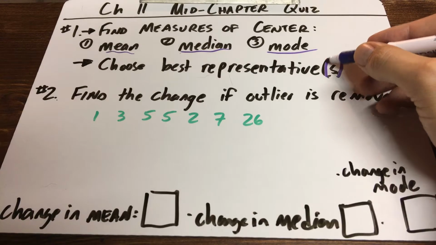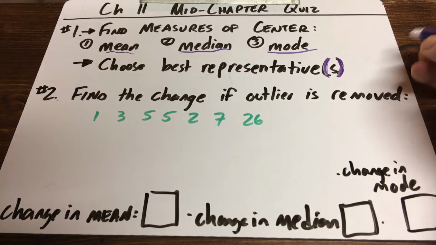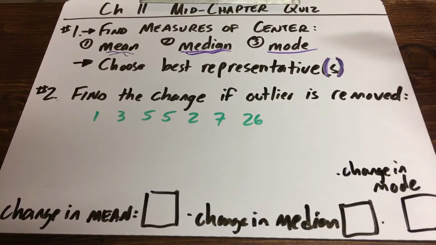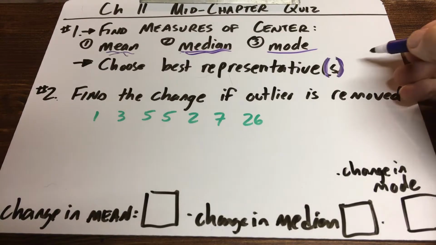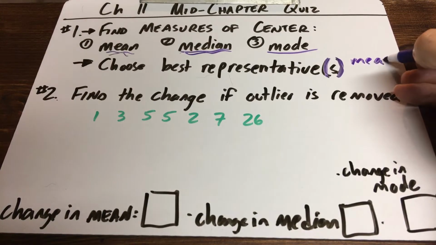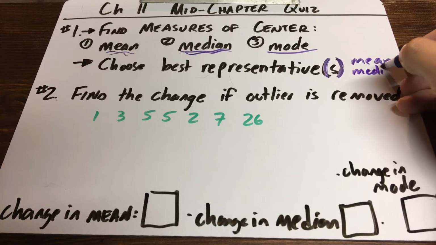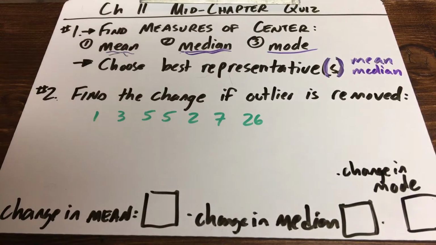And then how do you choose the best representative? This is the part that I think is a little bit harder. Usually you're going to have to decide between the mean or the median, or sometimes you can pick both. If the data is very symmetrical, if it looks like you have about the same amount above the mean that you have below the mean, I would pick the mean. If it's skewed a little bit, you can pick the median. If the mean and the median are both really close, you could probably pick both.